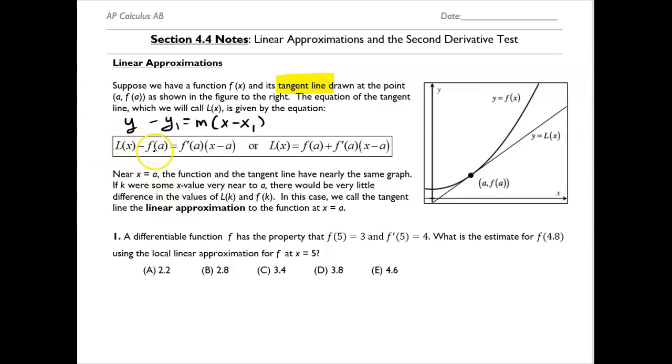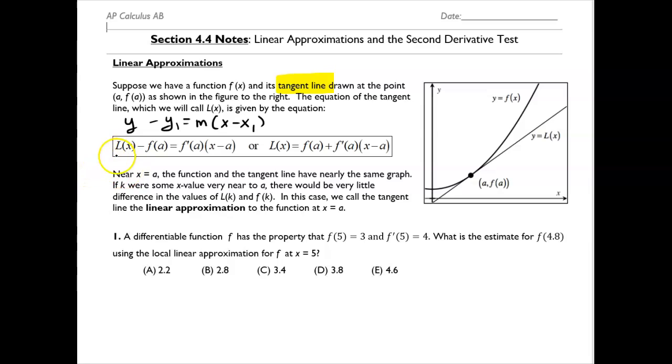So L of x is my function minus my y value of my point equals my derivative, which is my slope, times x minus the x value of that point. If I solve that for L of x, essentially just adding this f of a to the other side, I would get this equation: f of a plus f prime of a times x minus a, or sometimes you'll see this at the end as well.